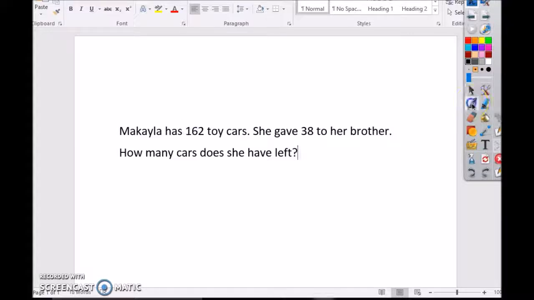Let's go ahead and look at the important information. We know that 162 toy cars is important for us to know, as well as the 38 that she gave to her brother. But the question is, what are we doing with these numbers? It says that she gave away the toy cars, so we know that the problem is asking for subtraction. Finally, the question asks how many she has left. So again, we know that we are going to subtract.